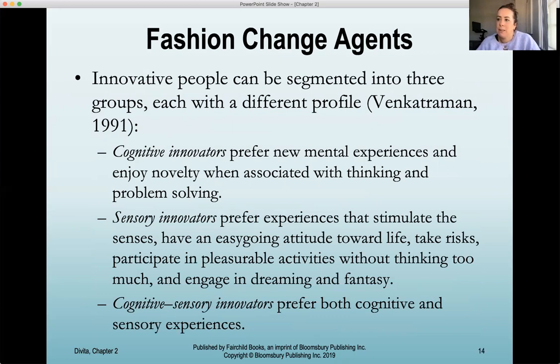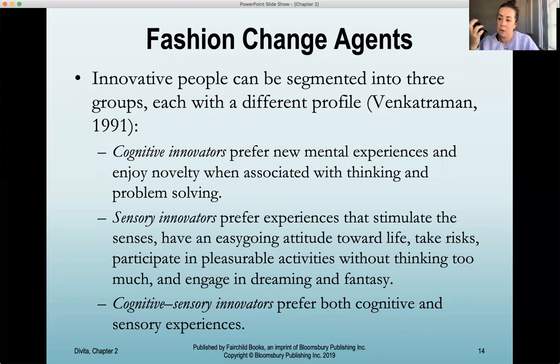Innovative people can be segmented into 3 groups with a different profile. The first group is cognitive innovators. These people prefer new mental experiences. They enjoy novelty when associated with thinking and problem solving. So these people are constantly challenging their cognitive balance, right? They want to continue to adopt new things. They want new experiences. They like to think, they like to problem solve.